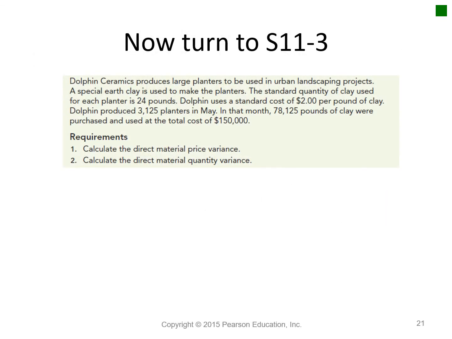Okay, so an illustration of your price and quantity variance. In this particular case, they're making some planters. So I'm going to skip right down here to the problem where they give you the standard quantity used for each planter, which is 24 pounds. The standard cost is $2 per pound. It says that they produced 3,125 planters, and then they told you how much they purchased and the cost of what they purchased.